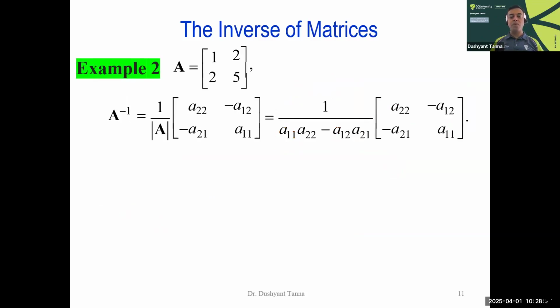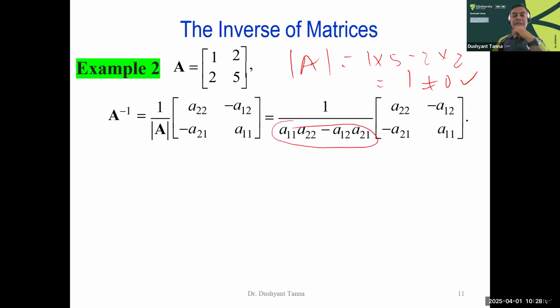Okay, 1, 2, 2, 5. The first thing I would do is find the determinant, which we did a while ago, because you anyway need it here. The determinant is 1 times 5 minus 2 times 2, and that is 1, which is non-zero. Happy days, we can go ahead and find the inverse. So you need to find it anyway, and it's better you start with that value.